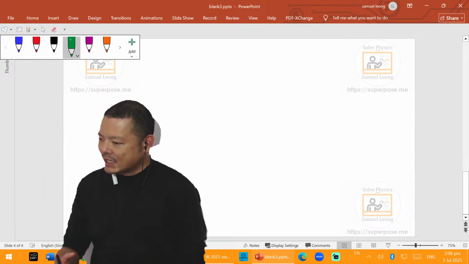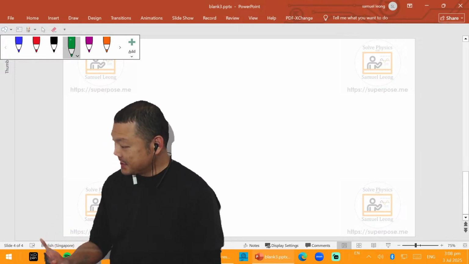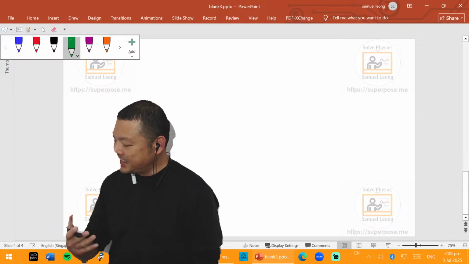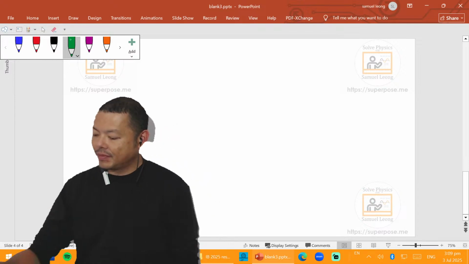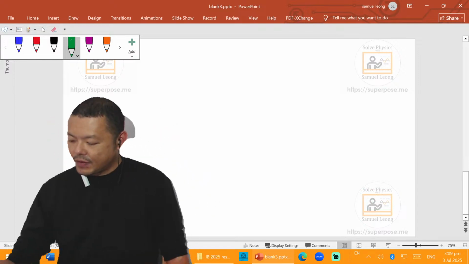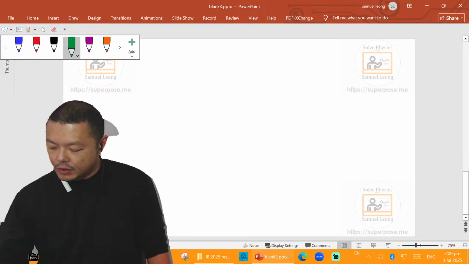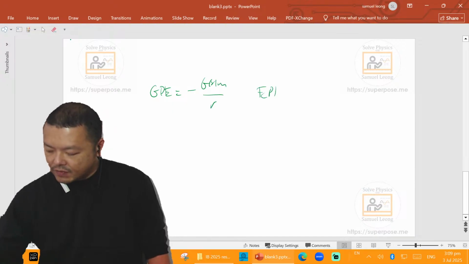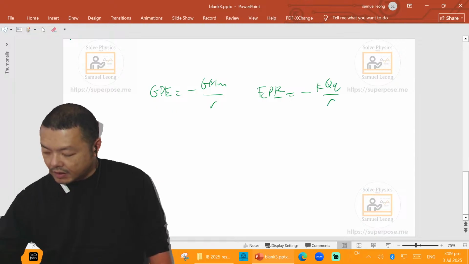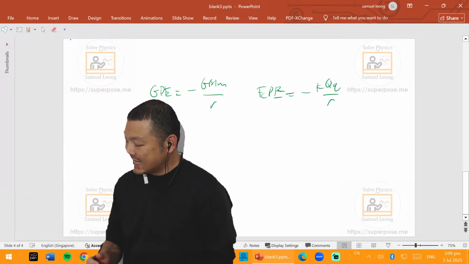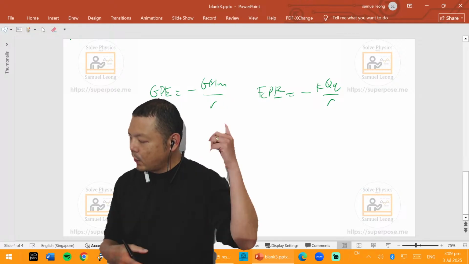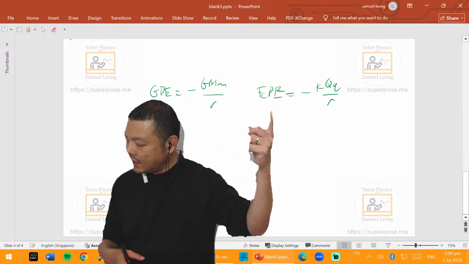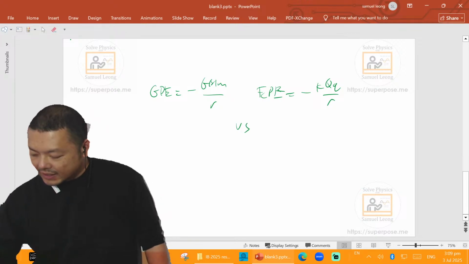Firstly, there's no potential energy in B fields. There's only potential energy in G and E fields. And secondly, if you're referring to the specific equation, what is GPE in the equation? It's negative GMm over r, and for EPE specifically, it is negative kQq over r. These are the equations. So are you asking me when do we use these equations versus when do we use the work done equation?